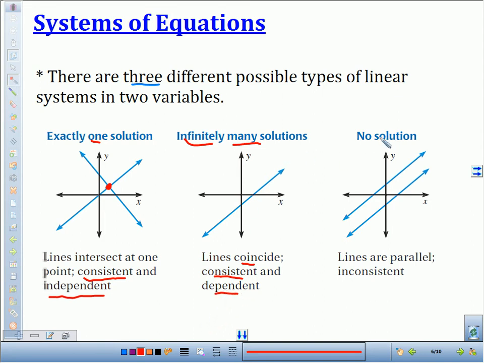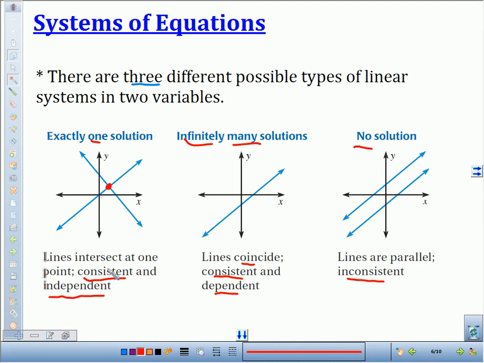The third possible situation is that there is no solution. We get no solution if the 2 lines that we graph are parallel. Since parallel lines will never intersect, there is no solution. Since there is not at least one solution, the system is considered inconsistent because there's no solution. If the system is inconsistent, we don't worry about independent and dependent.